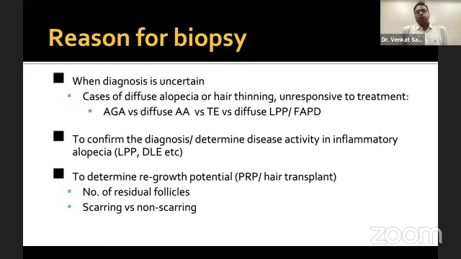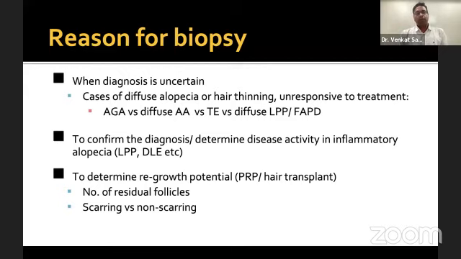Now, what is the reason we do a biopsy on the scalp? When do I do a biopsy? First and foremost, when the diagnosis is uncertain, especially in case of diffuse alopecia or hair thinning unresponsive to treatment. So you're wondering whether it is AGA, diffuse alopecia areata, telogen effluvium, diffuse lichen planopilaris, or fibrosing alopecia in a pattern distribution, which is a relatively recent entity. Also, to confirm the diagnosis and determine disease activity in inflammatory alopecias.